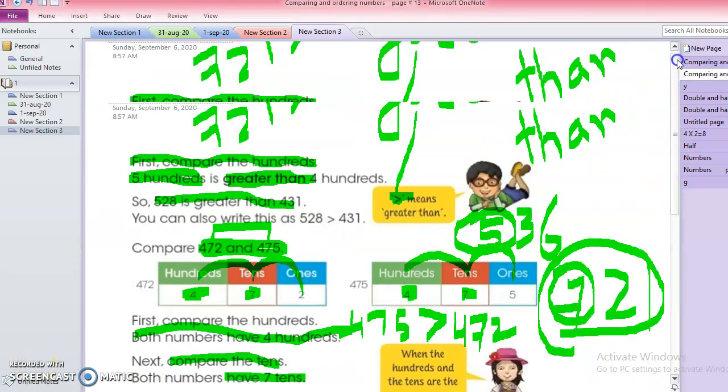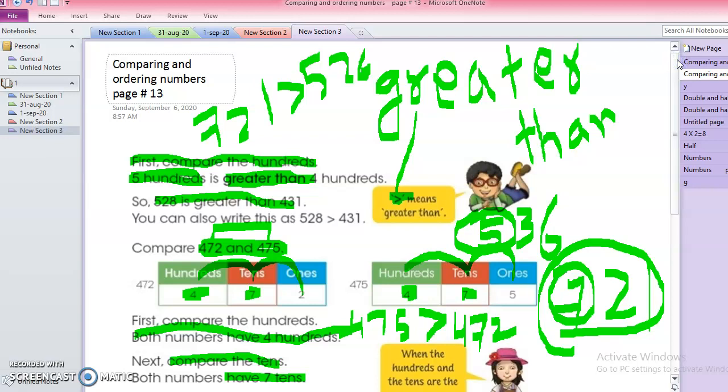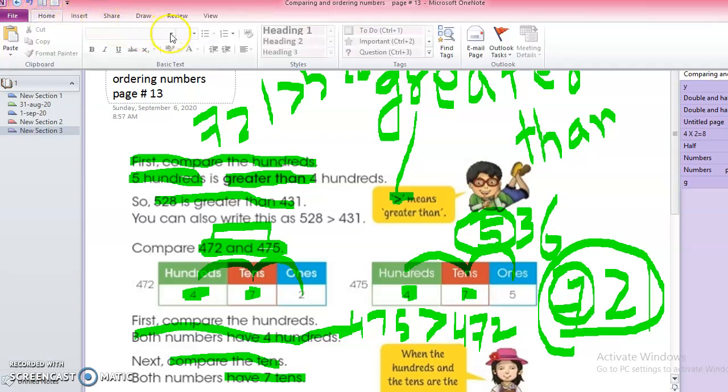Today we are going to study lesson number 6 for grade 2 mathematics, and we are studying this from the Carnival book for grade 2. And today our topic is comparing and ordering numbers.